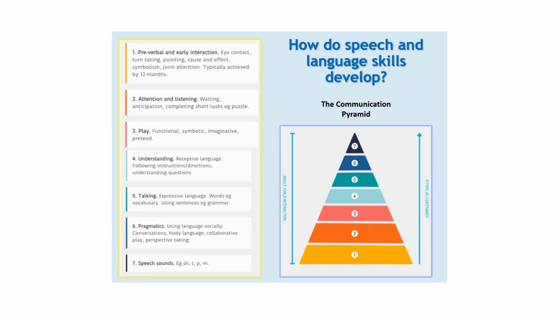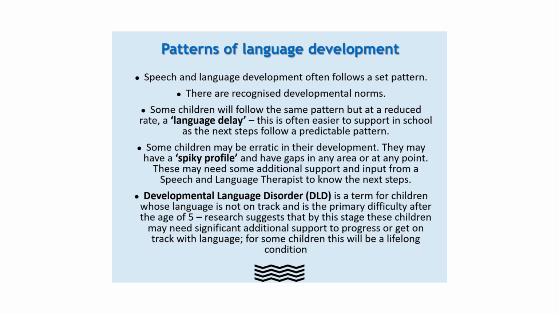How do speech and language skills develop? Patterns of language development. Speech and language development often follows a set pattern. There are recognized developmental norms. Some children will follow the same pattern, but at a reduced rate. Language delay. This is often easier to support in school as the next steps follow a predictable pattern.